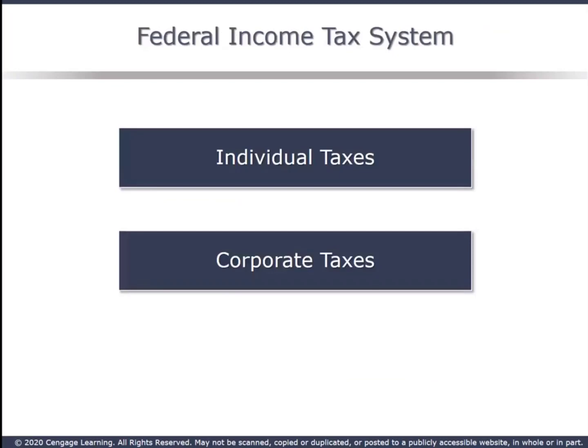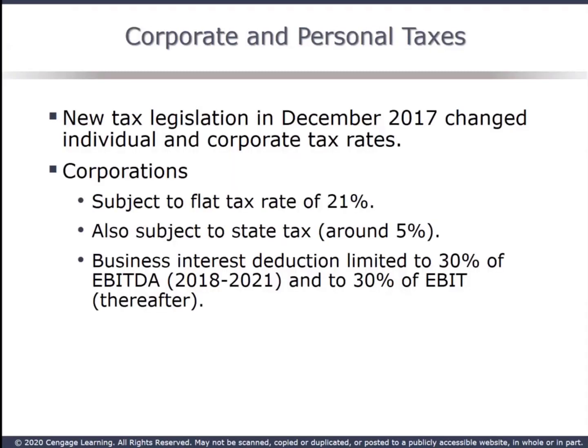Our final topic in this lesson covers taxes, individual and corporate. Both personal and corporate taxes have been based on a progressive structure, higher income, higher rate. Individual taxes are still progressive, but the corporate tax rate is now a flat 21%. New tax legislation modified the tax rates for both individuals and corporations. The previous top rate for corporations of 35% was lowered to 21%.